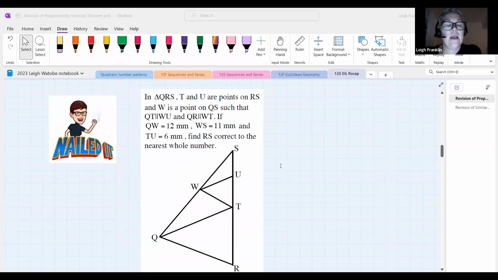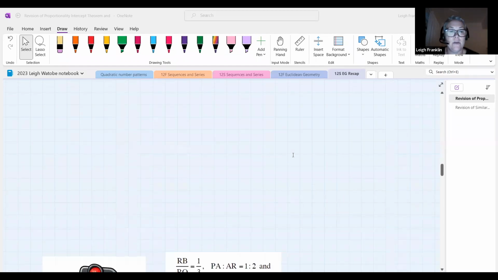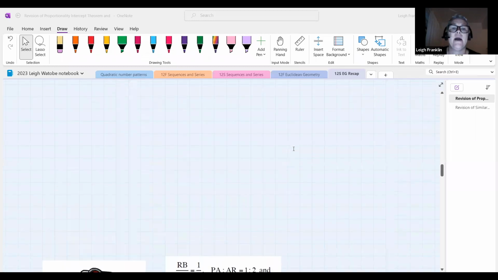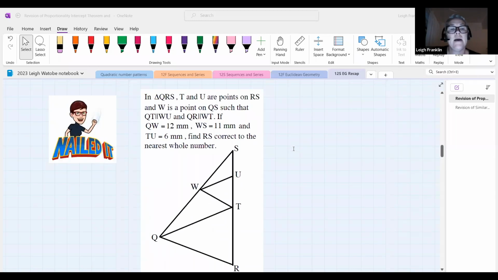Okay. Here is another example. I'm going to do this as an example with you, and then you are going to try this one for homework. This is going to be a little bit more difficult. The truth of the situation is that we're not going to always work in just one triangle, right?